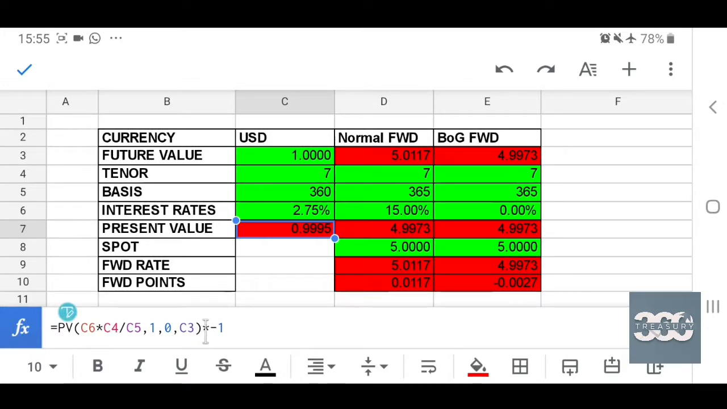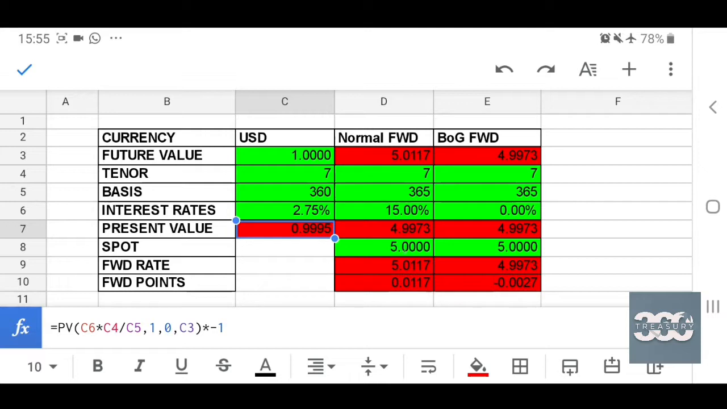And then there's a little multiplication by -1 to turn the figure into a positive number. I just prefer to do this. PV will turn your figure into a negative number, and if you want to turn it back into a positive number, you can just multiply by -1. So that's what's happening in this cell. What we've done is we've present valued $1 in 7 days to today, and we arrive at 0.9995.